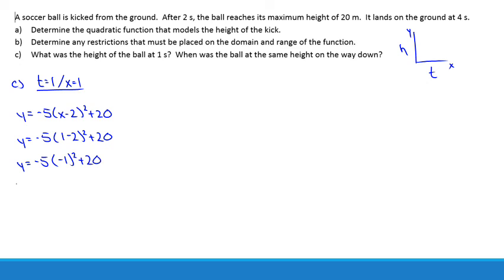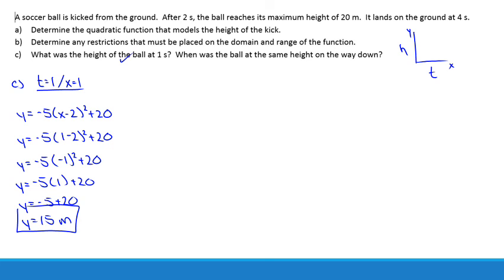So once you have the function, you can find everything pretty darn quickly. Again, I'm just going to go through here and show you my steps just so I don't lose anybody. You may show less steps, up to you. -5 plus 20, y equals 15 meters. So I'm going to be kind of lazy with my sentence there. I'm just going to box that up. We know at 1 second, the ball was 15 meters in the air.